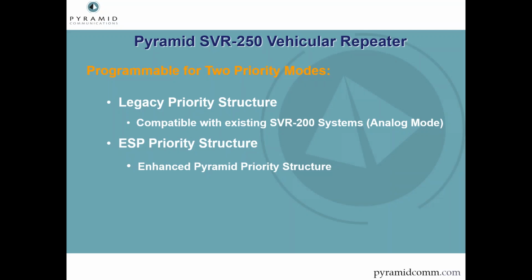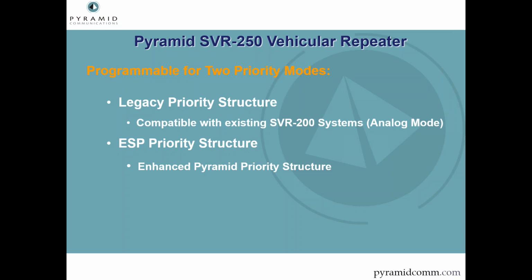The first thing that we need to understand is that there's actually two different types of priority structure. There is the legacy priority structure, and that's originally what was developed by Motorola back in the 80s. We've adapted that into our SVR 200 analog vehicular repeater. Now it's also included in all of the newer vehicular repeaters as well. So all of the 250 series, the P250 series, and the D300 and the N300 DMR and NXDN vehicular repeaters as well. So when they're running in analog mode, pretty much any of the vehicular repeaters can use the legacy priority structure and be backward compatible with an SVR 200.